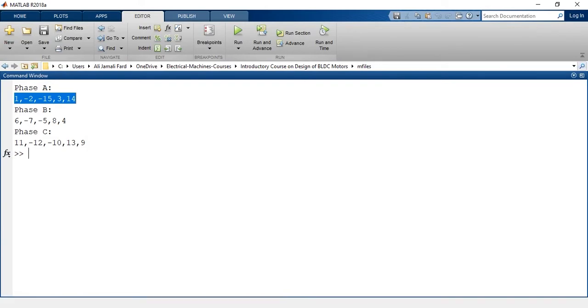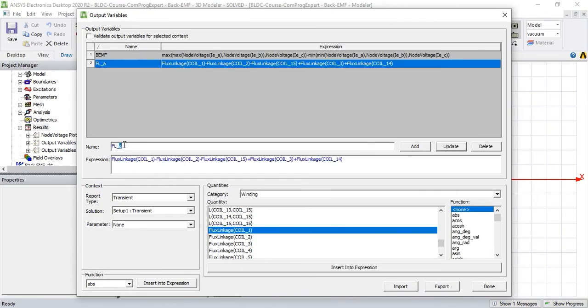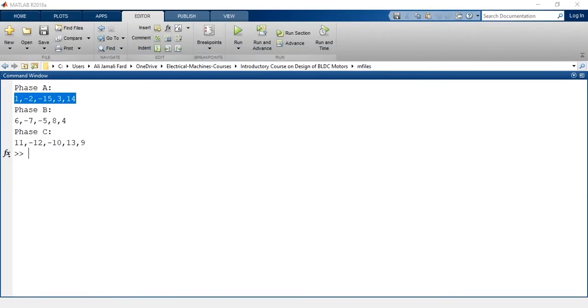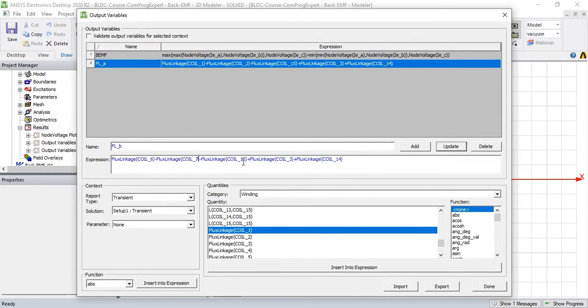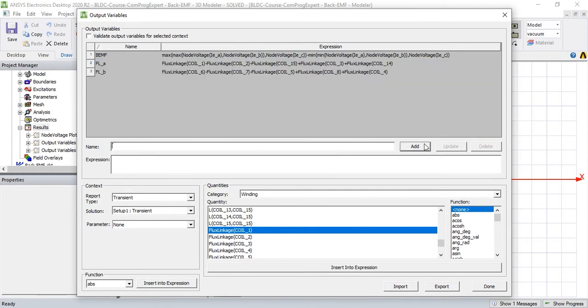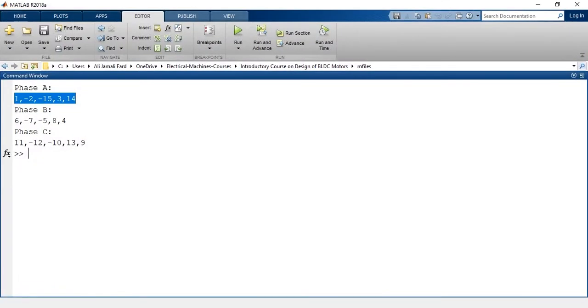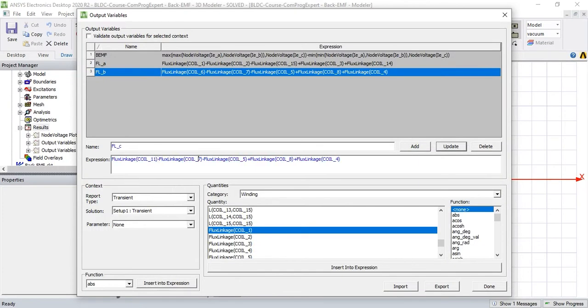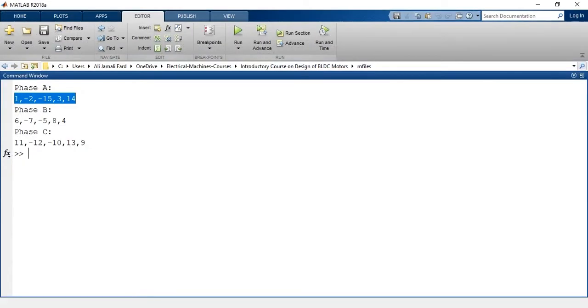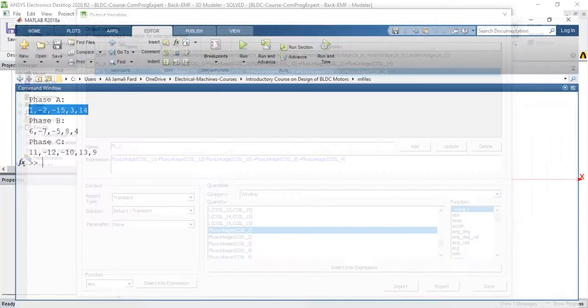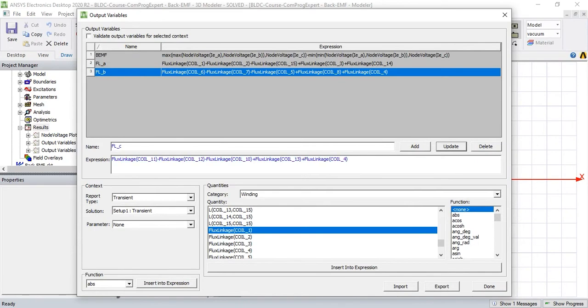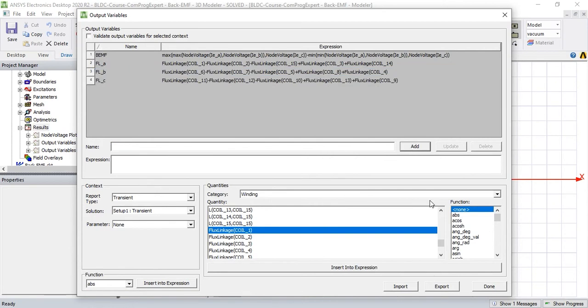Now, what is the flux linkage of phase B? Let me use the same equation here, flux linkage of phase B, coil 6, minus 7, minus 5, 8 and 4. Let me check. 6 minus 7 minus 5, 8 and 4. Finally, for the phase C, we have 11 minus 12, minus 10, 13 and 9. Add. Done.